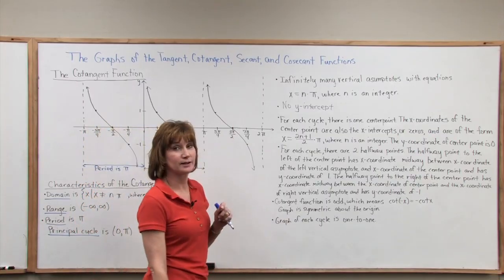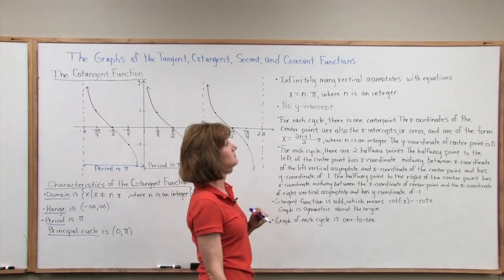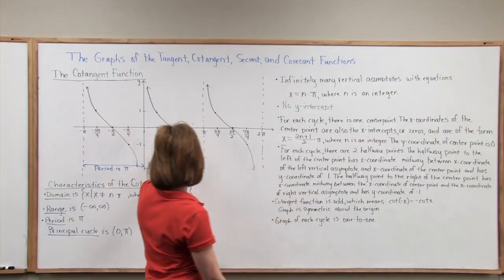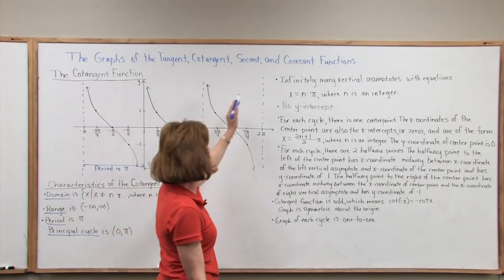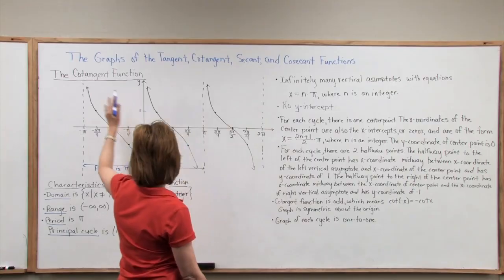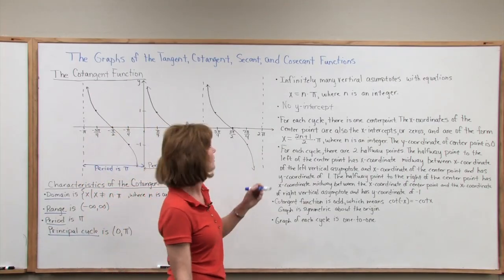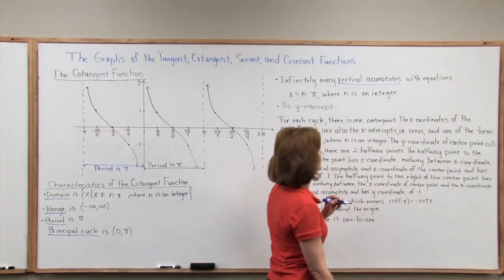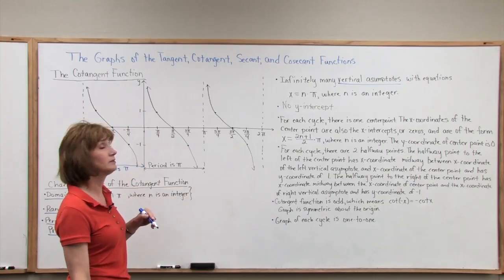Now let's look at some other characteristics. Because it's undefined, there are vertical asymptotes at all values x equals n pi. So on this graph you can see I have a vertical asymptote at x equals 0, x equals pi, x equals 2 pi, and x equals negative pi. All multiples of pi will be vertical asymptotes, and you need to know where they occur. We can see from the graph that there's no y-intercept since x cannot equal 0.